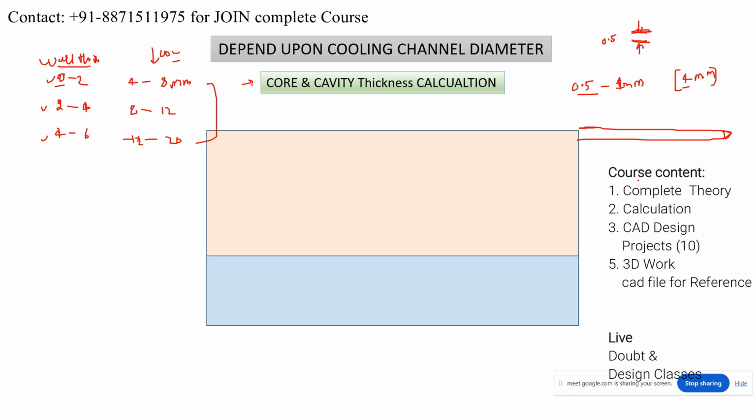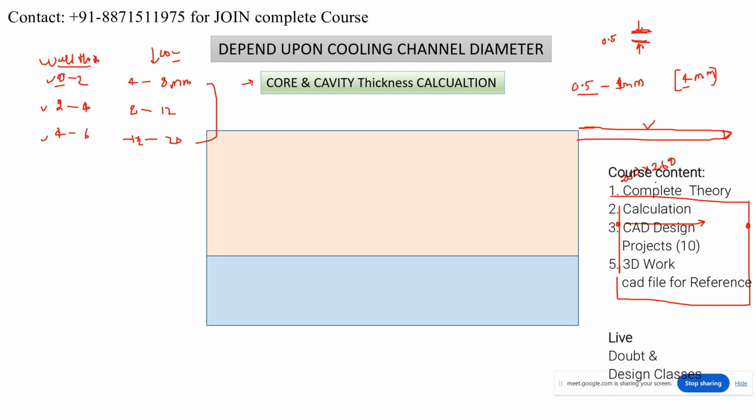And what is our mold size? Mold size is about 250 multiplied by 250, just as an example. So we have to drill the 4 mm size from this point to this point. Is it possible? It is very difficult. So you can say that this is not feasible for manufacturing.